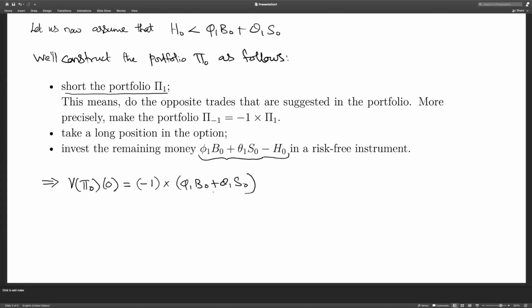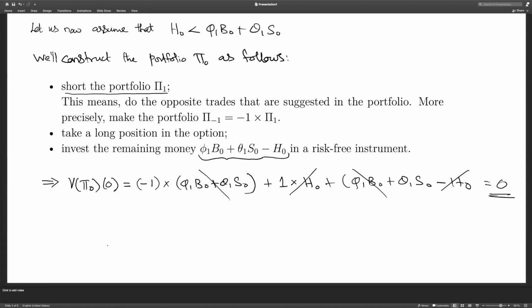That is because you have gone short in the portfolio pi 1, plus you are in a long position with the option. Therefore, it is 1 into H naught plus this money, right? So phi 1 b naught plus theta 1 s naught minus H naught. So you can see that they all get cancelled and you have 0.